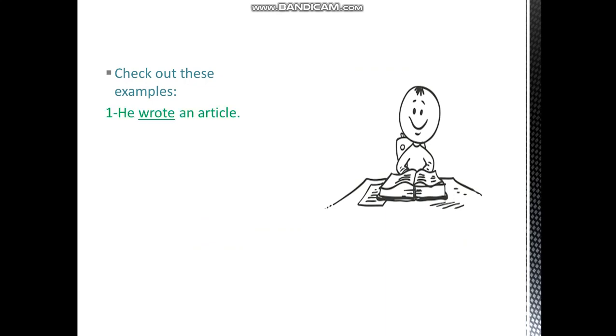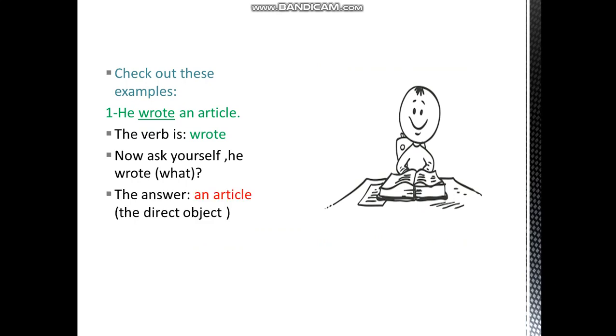Number 1. He wrote an article. The verb is wrote. Now ask yourself, he wrote what? The answer is going to be an article, which is the direct object. Therefore, wrote is a transitive verb.